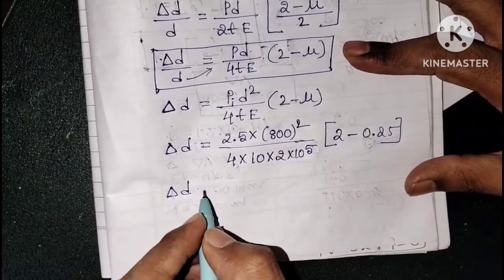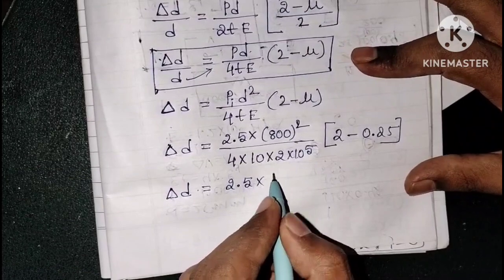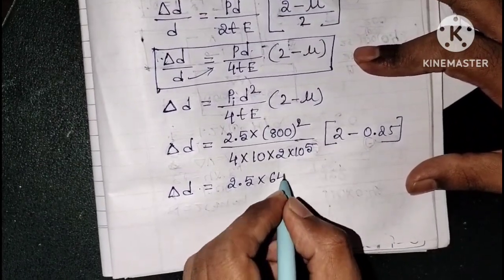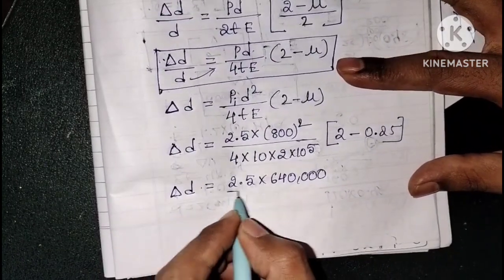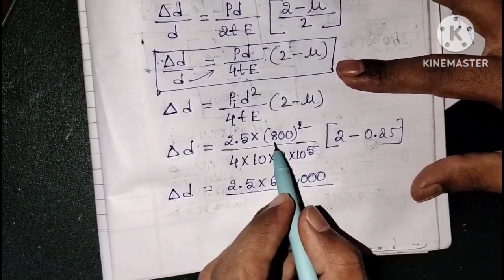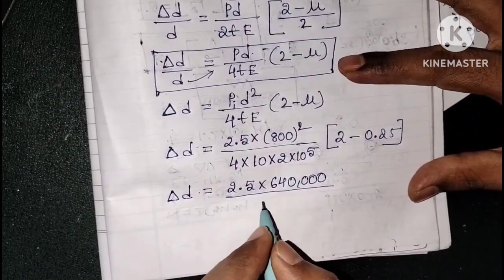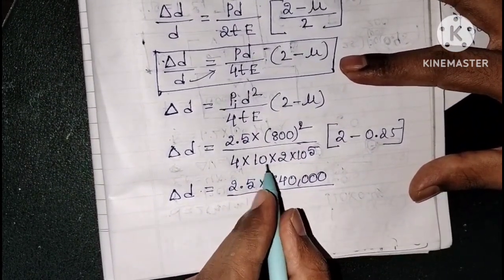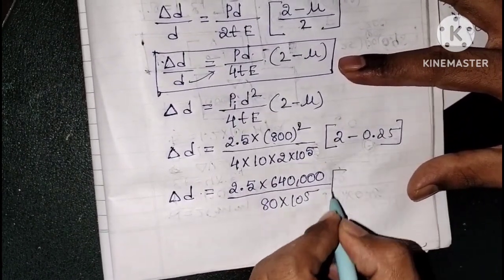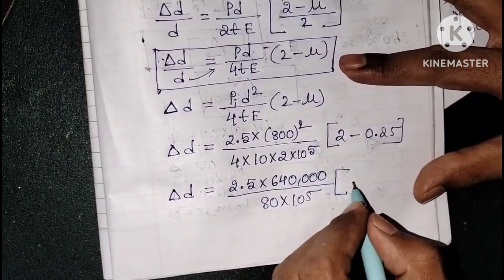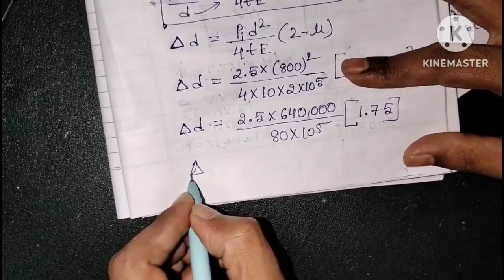Now delta d is equal to 2.5 into 800 whole square, which means 6,40,000 (800 into 800, 8 8s are 64, total zeros 2), by 4 into 10 is 40, 40 into 2 is 80, so 80 into 10 to the power of 4, into (2 minus 0.25), which is 1.75. Let us use the scientific calculator.